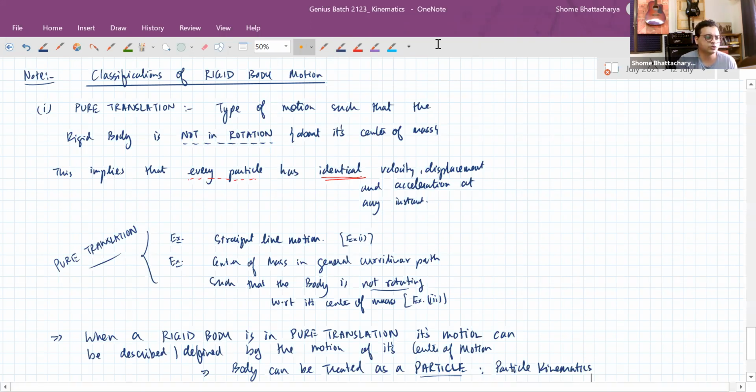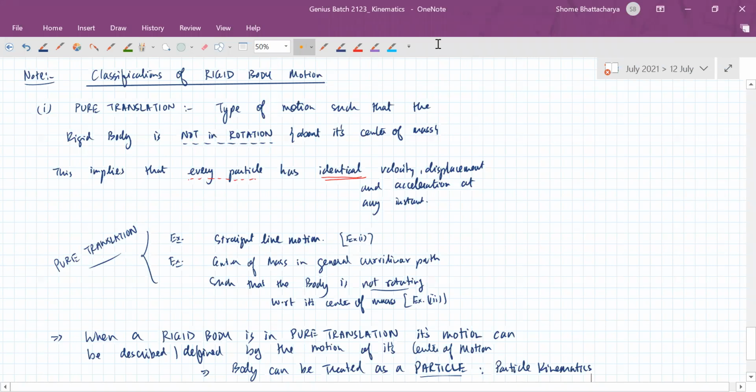Just make a note of this definition and this explanation. Sir, it should be center of mass or center of motion, like in the last point? Yeah, it should be center of mass. Sorry. You can write down the thing or just write down a brief definition of the pure translation part, but make sure you understand all the points over here. Then we'll continue further.